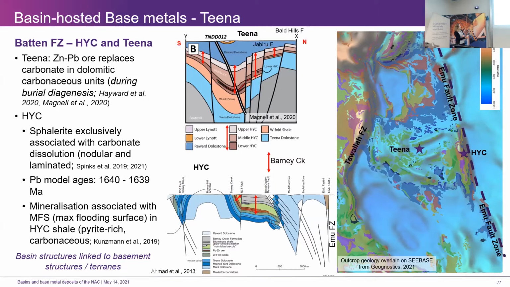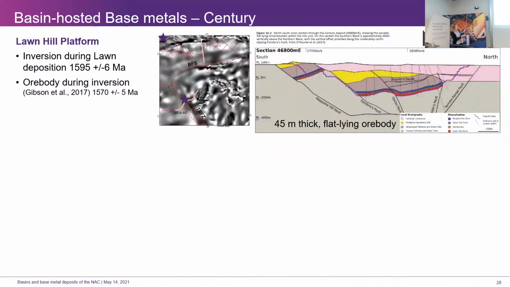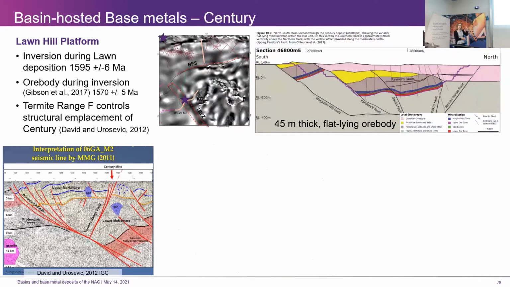And I'll just highlight, so there's the EMU fault zone. It may or may not be a terrain boundary itself, but it's linked through to a major basement structure in that area. Looking at the Century deposit, it's large and still flat lying, hosted in younger units that were deposited during inversion, and then the ore body formed slightly later during the major inversion event. The ore bodies are localized; you can see the location of Century Mine here along the Termite Range fault.